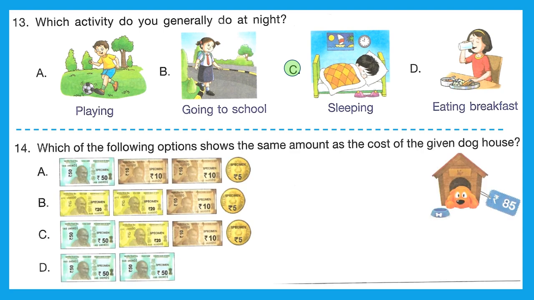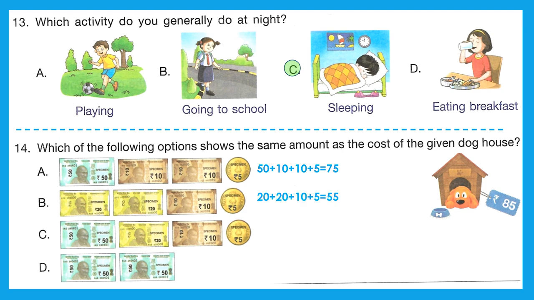Question 14. Which of the following options shows the same amount as the cost of the given doghouse? So the cost of the doghouse is given as 85, and we need to find the option that matches 85. Let's see option A. So it has 50, plus 10, 60, plus 10, 70, plus 5, 75. So it is not equal to 85.